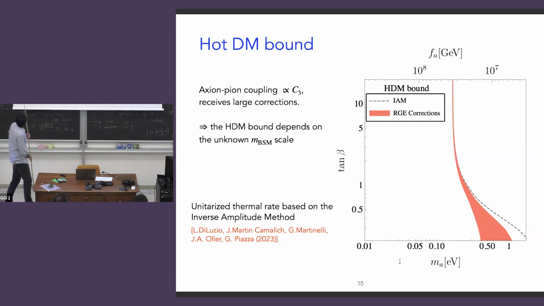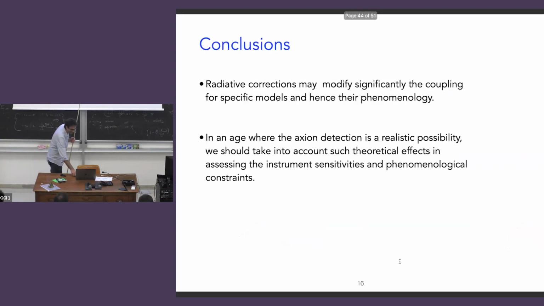Okay, and with this I close. I close by saying that essentially this is an age of axion detection. I think we could detect the axion. It's a possibility that's not that strange, and so I think it's important to study possible implications of these corrections. We have to do somewhat more precise calculations about these things. And thank you very much.